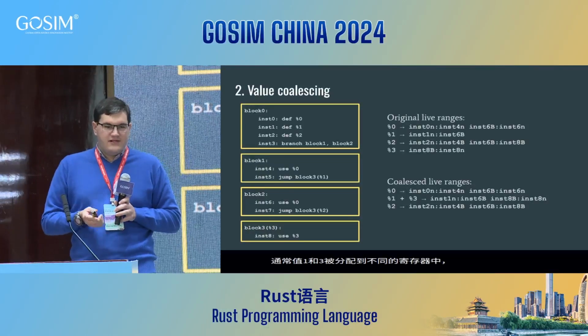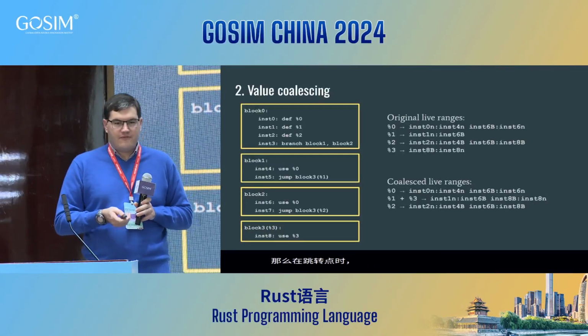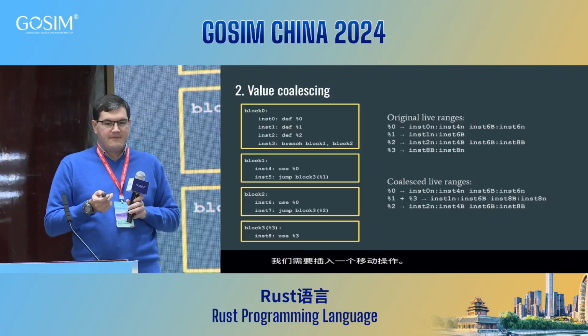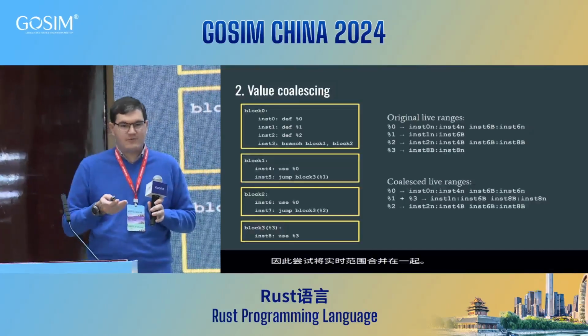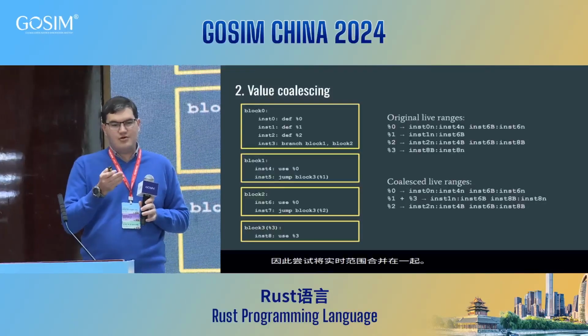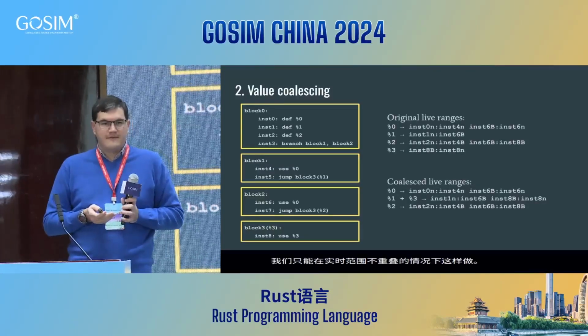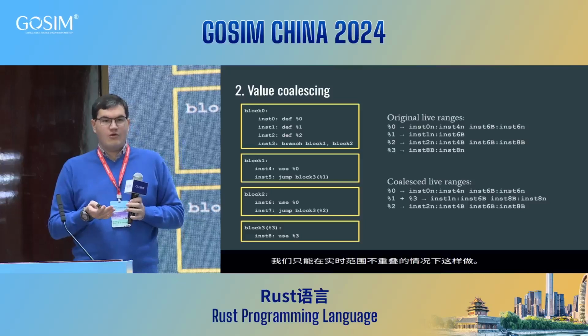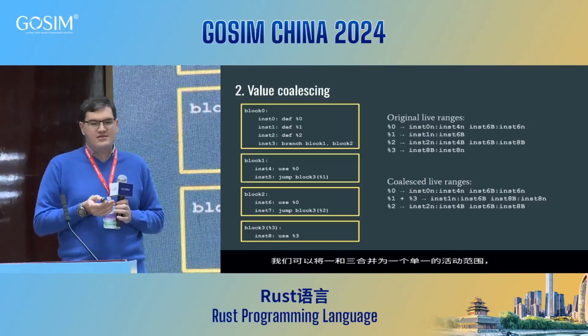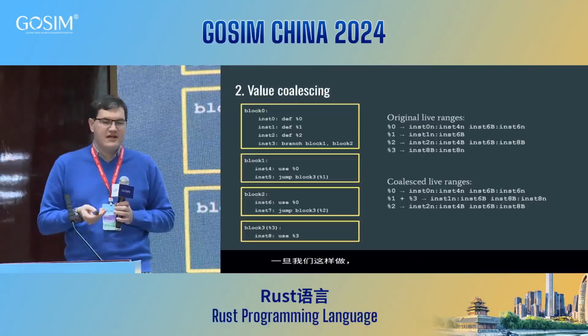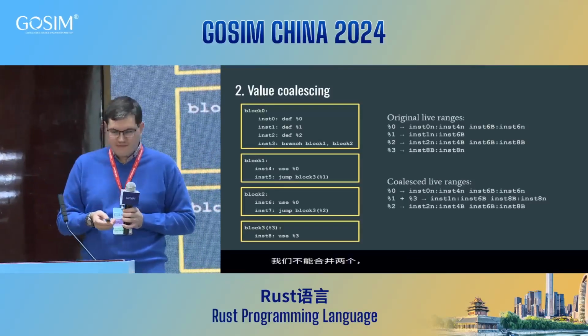We can only do this if the live ranges don't overlap. So for example, we can merge 1 and 3 into a single live range, but once we've done that, we can't merge 2 because 2 overlaps with 1. So we can either merge 1 and 3 or 2 and 3, but not both. And this ensures that these two values are allocated to the same register, and it avoids a move instruction.